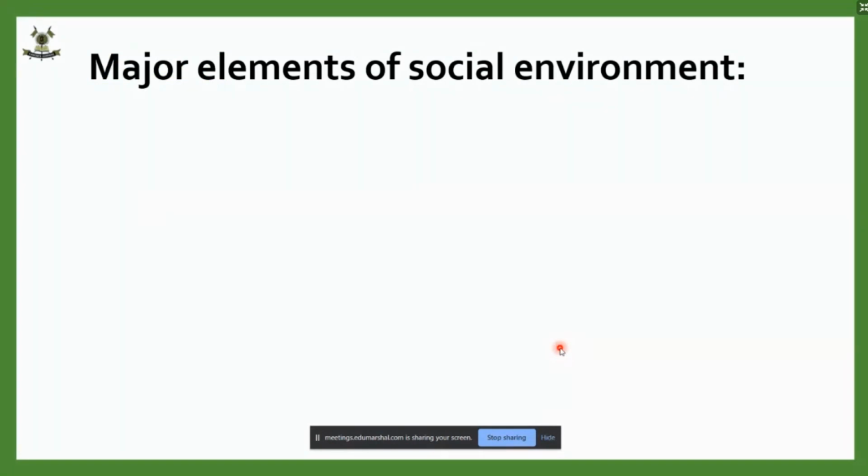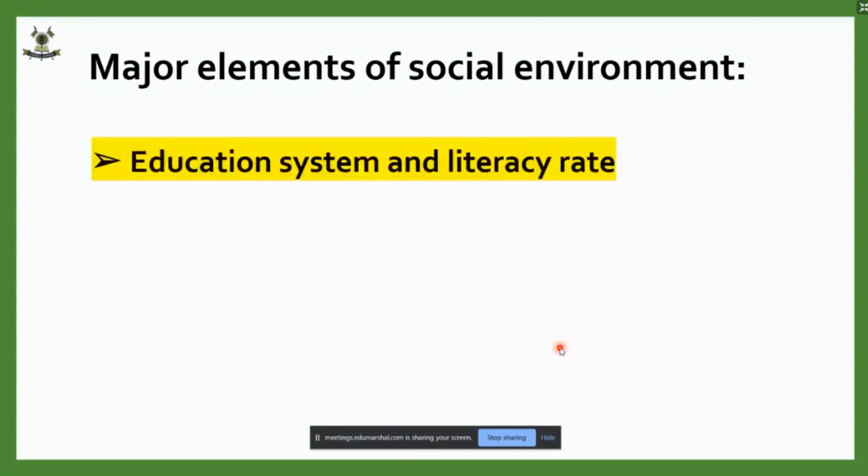So, what are basically the elements we are talking of? If the words like education system and literacy rate are being talked of, it has to be social environment. They're talking about girl education, overall education, how many girls or how many boys are studying. So what is the ratio of education, or what is the literacy level they're talking of? It is all part of social environment.